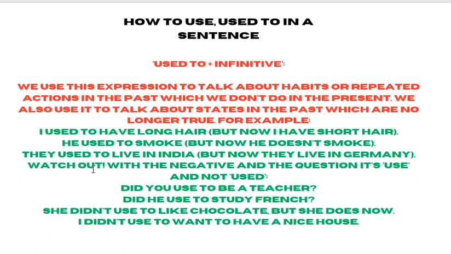And the next one: watch out with the negative and the questions, it's "use to" and not "used to". When we ask a question, we use an auxiliary. Many times I have told about how to use "did", and this one is an auxiliary. When we want to ask questions, we use: did you use to be a teacher? Did you use to be a teacher?